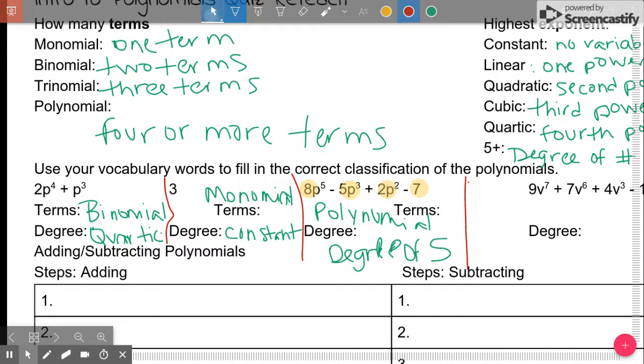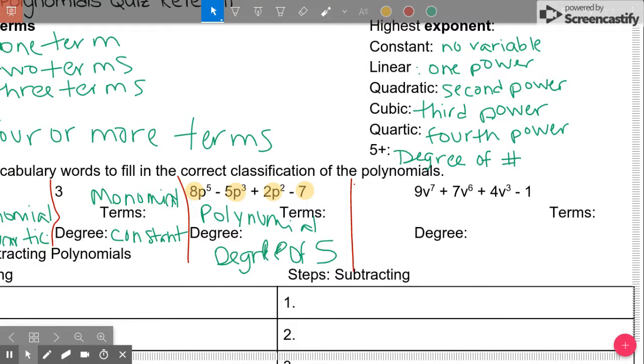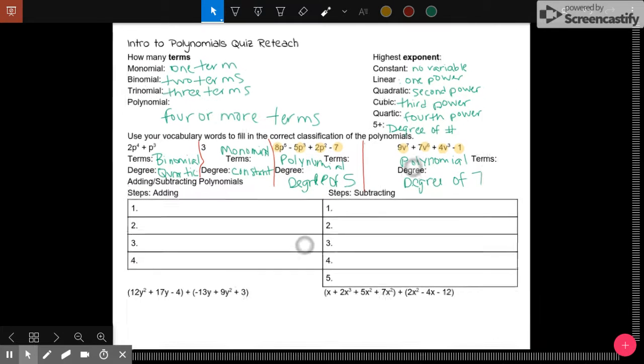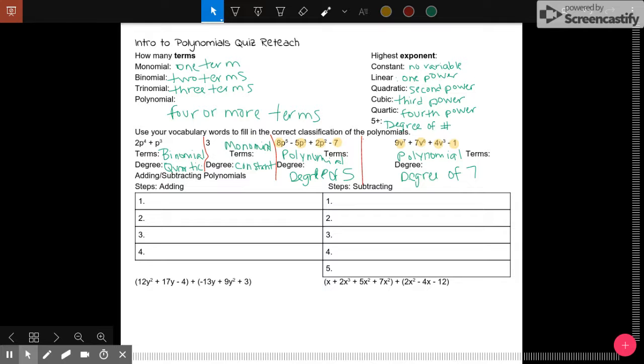Our last example is over here to the right. Again, I'm sorry that my word shifted over. So we have 1, 2, 3, 4 terms. So that's classified as a polynomial. And your highest exponent is 7, so it's going to be degree of 7. So that is finishing going over our polynomials.